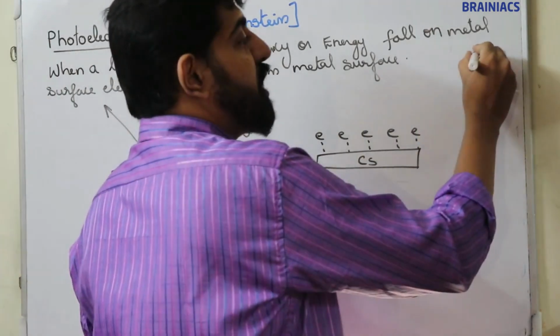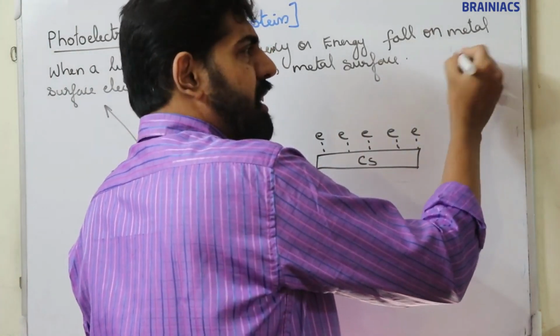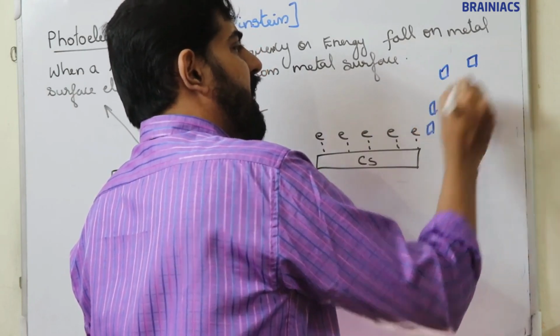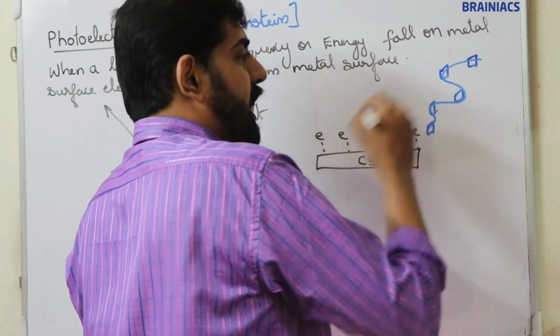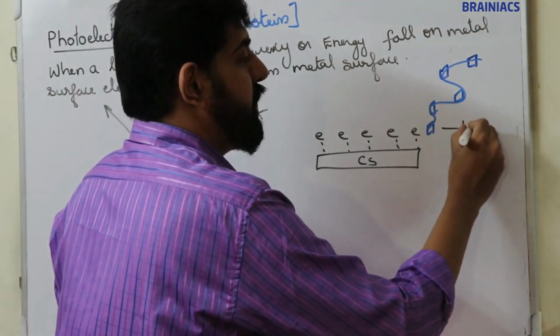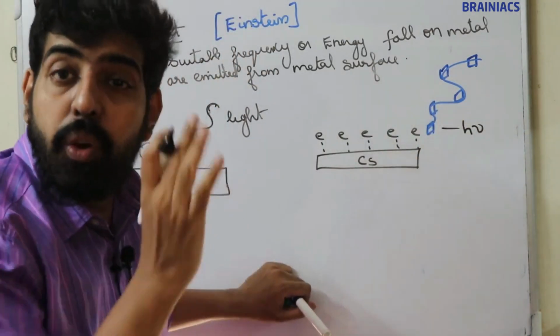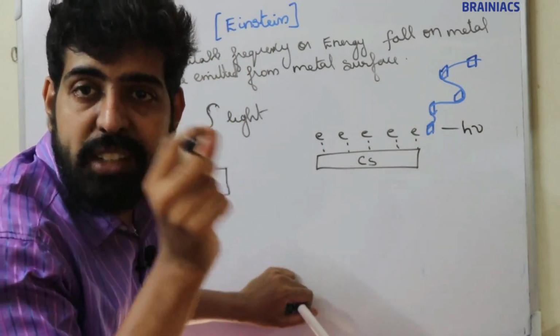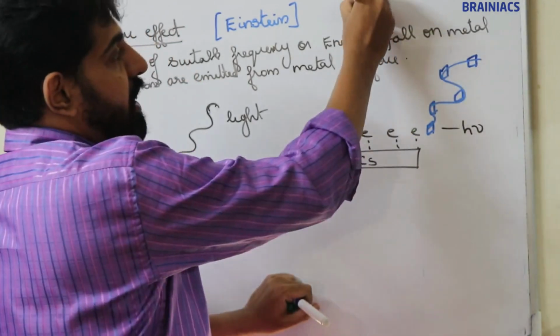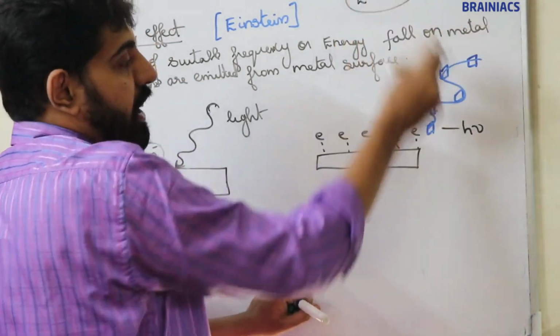light consists of energy packets. Light means they are packets of energy, right? Now each packet is having energy h nu. According to Planck quantum theory, energy associated with each packet is equal to h nu. So each packet is having energy equal to h nu.